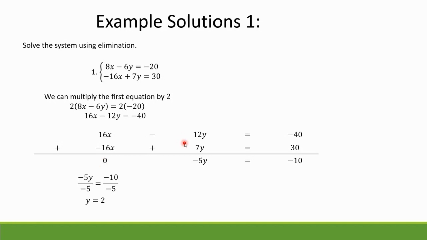Here we have minus 12y plus 7y. That's just minus 5y. Here we have minus 40 plus 30, and if we add it, we get minus 10. So what we end up with is the equation minus 5y equals minus 10. And so we have this equation to solve. There's only one variable, so it's easy, right? You just divide by -5, we get y equals 2.